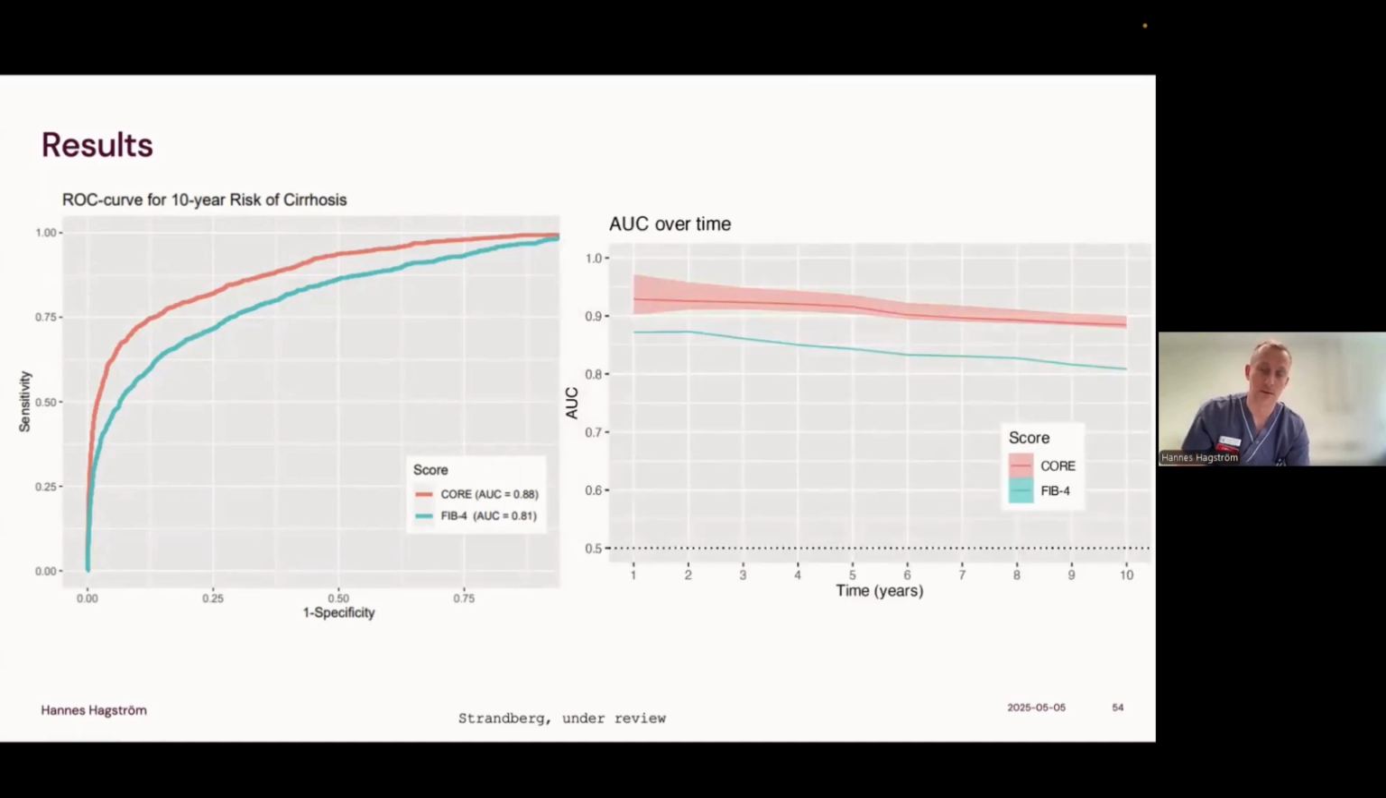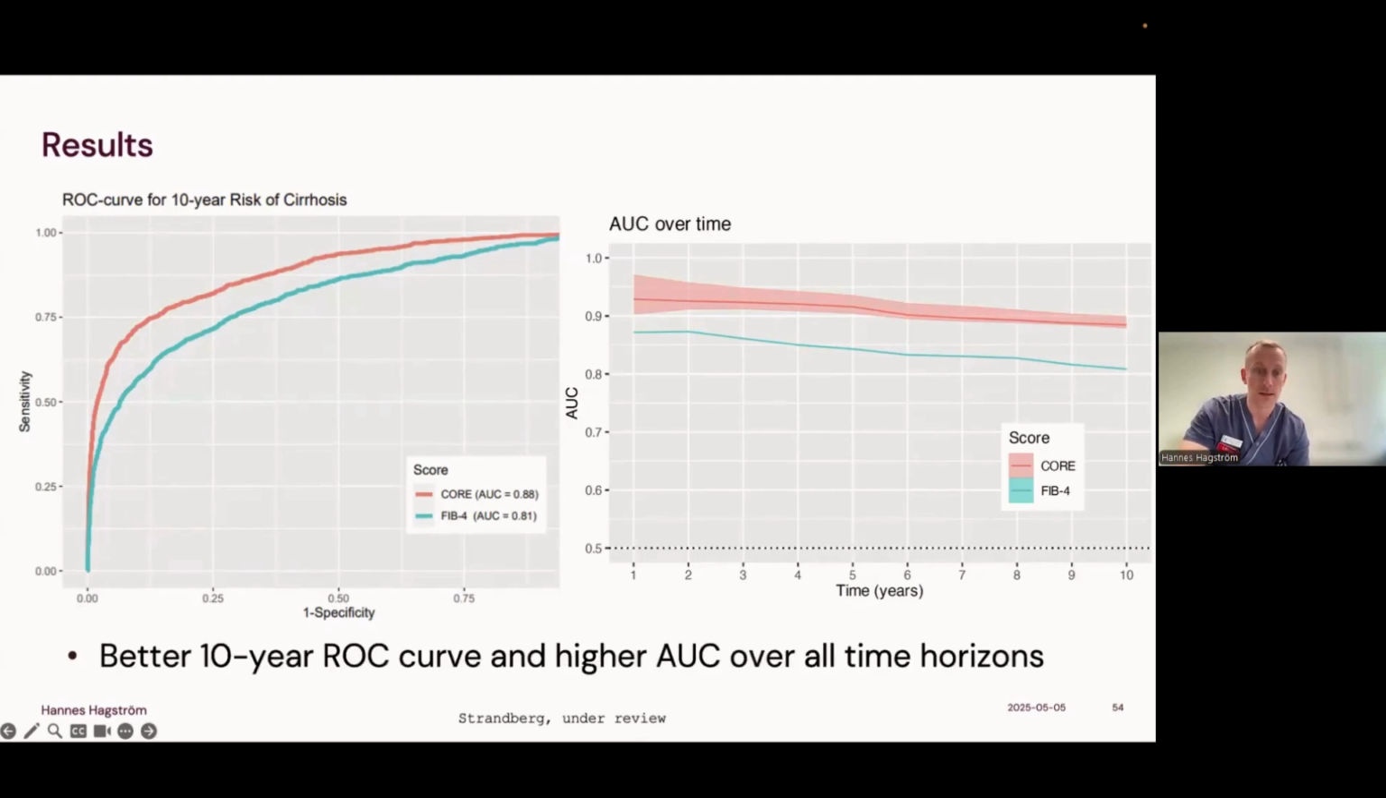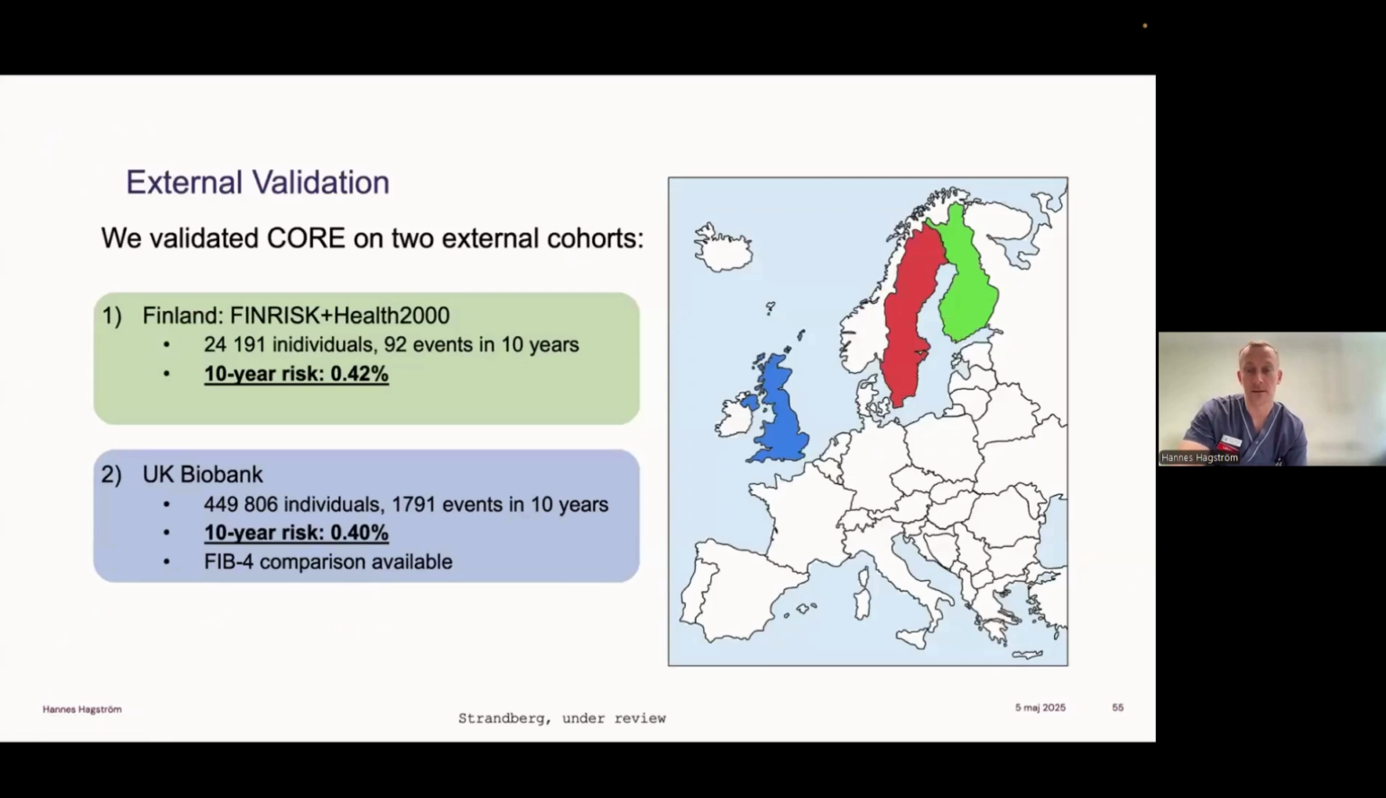And we look at something called AUC over time. We can see that it declines a little bit over time, but FIB4 does that as well. It's better than FIB4 over the whole period up to 10 years. We also validated this in two different cohorts, one big cohort in Finland called the FinRisk study, and also the UK Biobank with around 450,000 individuals. And we find similar risk estimates in these populations, around 0.4% will develop cirrhosis.